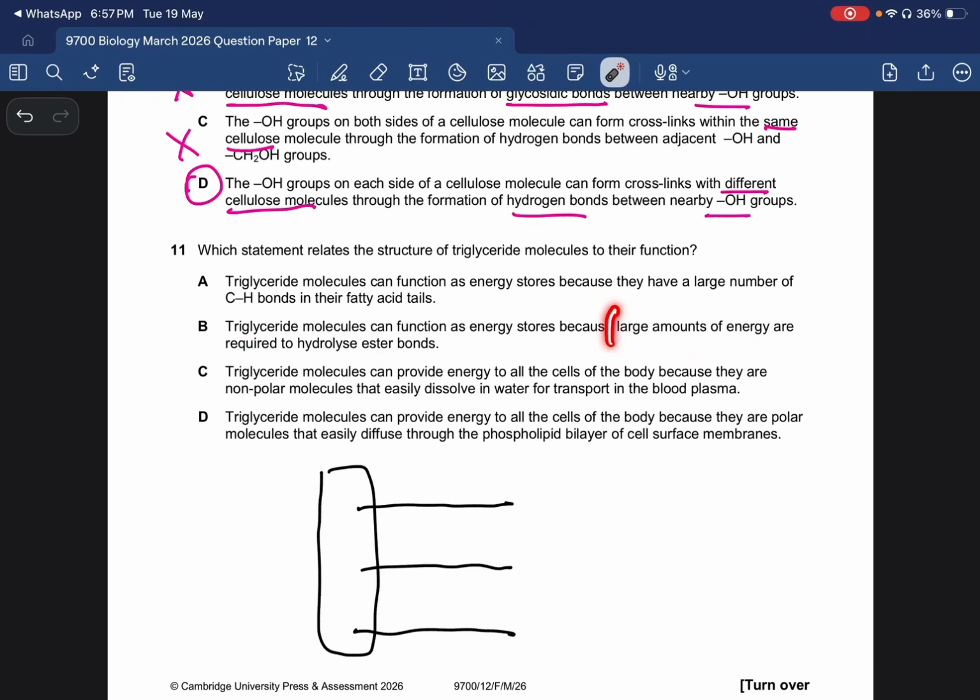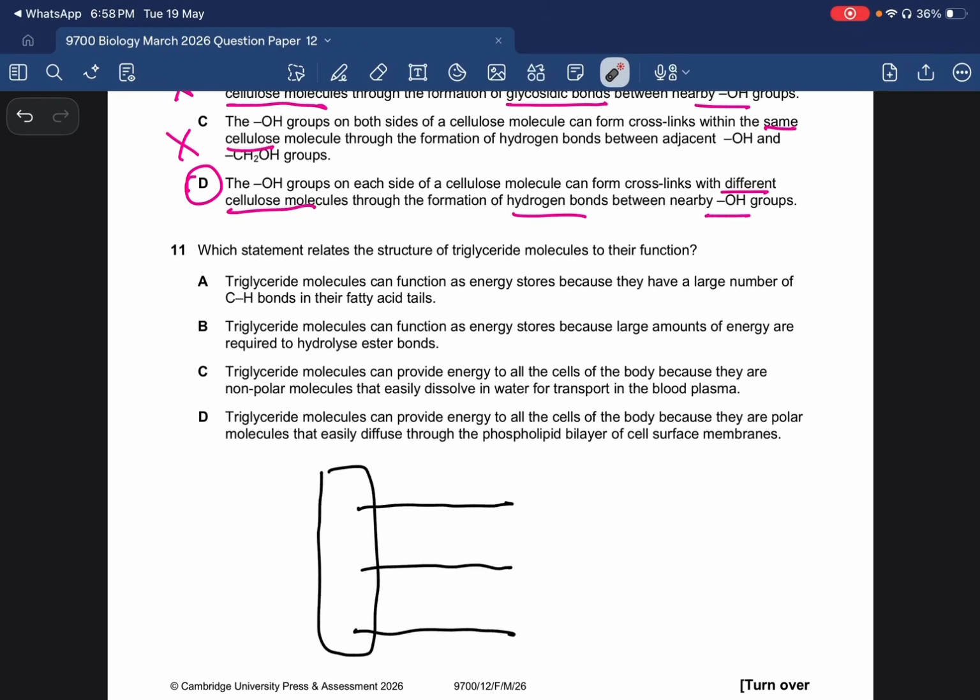First things first, you're never breaking the ester bonds. Ester bonds are this, not the bonds between carbon and hydrogen. Ester bonds are the bonds between the fatty acid and the glycerol molecule. If you break those ester bonds, you do not have a triglyceride molecule at the end. The triglyceride molecule is broken, right? So you don't break the ester bonds.